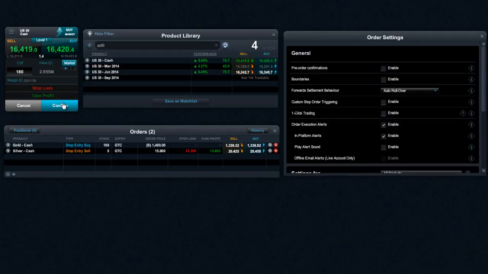But depending on your type of strategy, it might be very, very specific for you to get in at a specific entry point. And that's really what boundaries gives you access to. It allows you to have greater control over your execution than ever before.